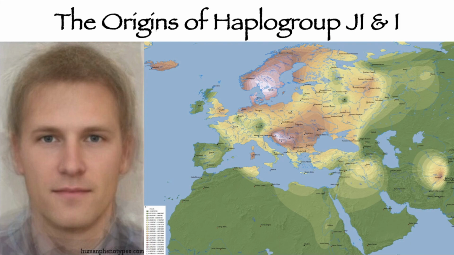And here is where we end with the origins of haplogroup IJ and I.